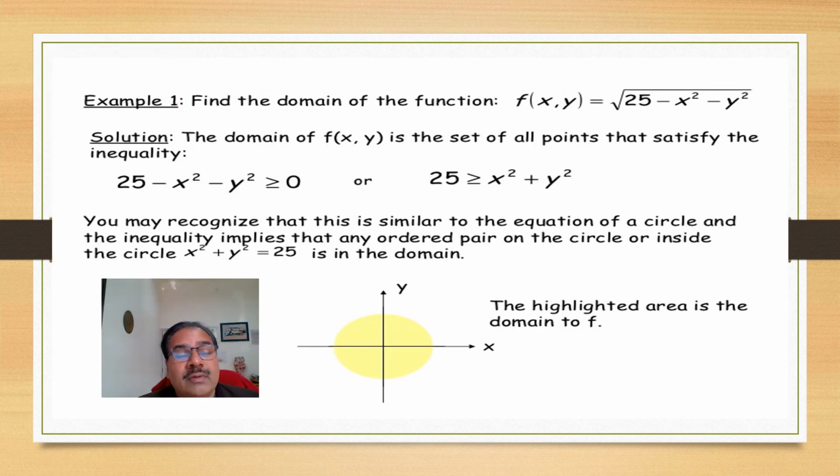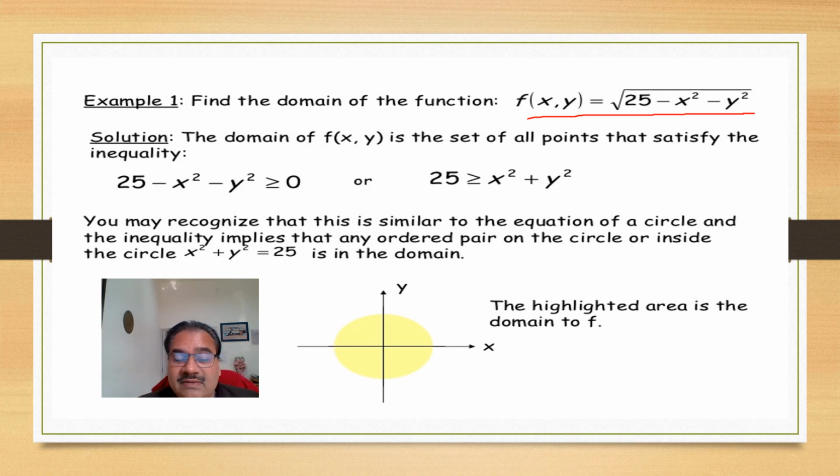Now another example: find the domain of the function f of x, y that is under root 25 minus x square minus y square. The domain of f of x, y is the set of all points that satisfy the inequality 25 minus x square minus y square is greater than or equal to 0, or we may say that 25 is greater than or equal to x square plus y square, or x square plus y square is less than or equal to 25.